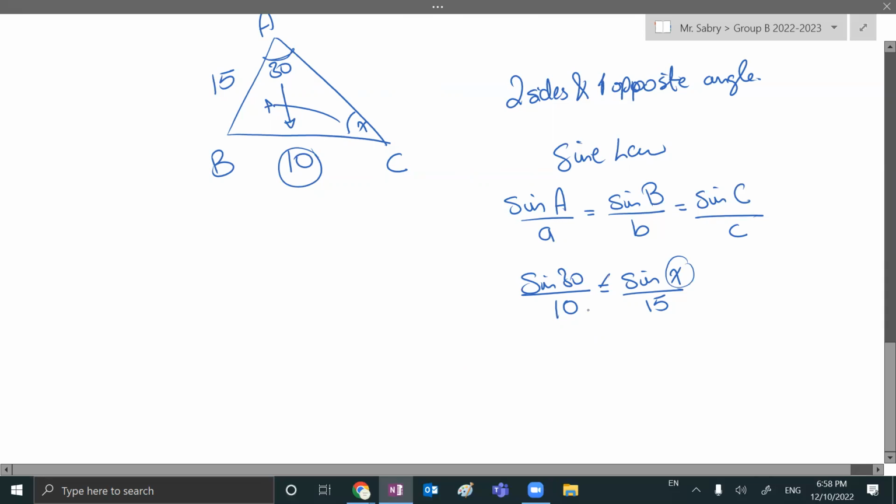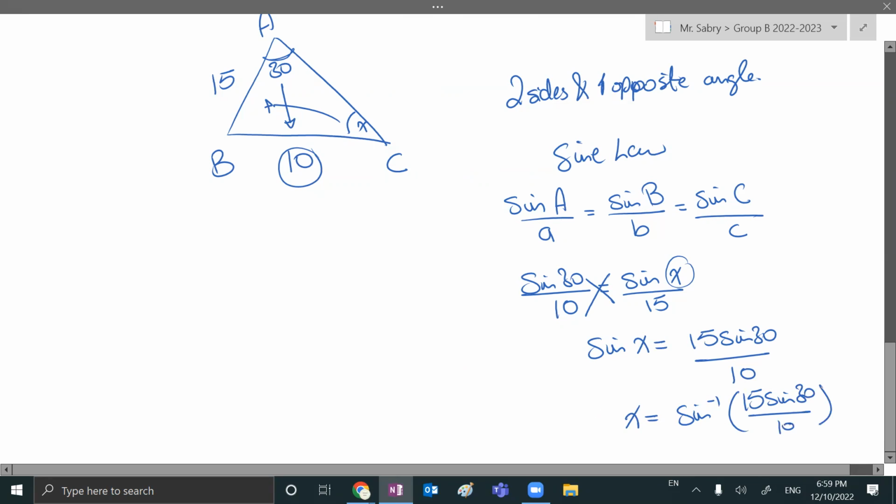Now, if I'm trying to find x, I'll cross multiply, and I'll say that sine x is equal to 15 sine 30 over 10. Do this on a calculator, and then do shift sine to get the value of the angle itself. Does this make sense?